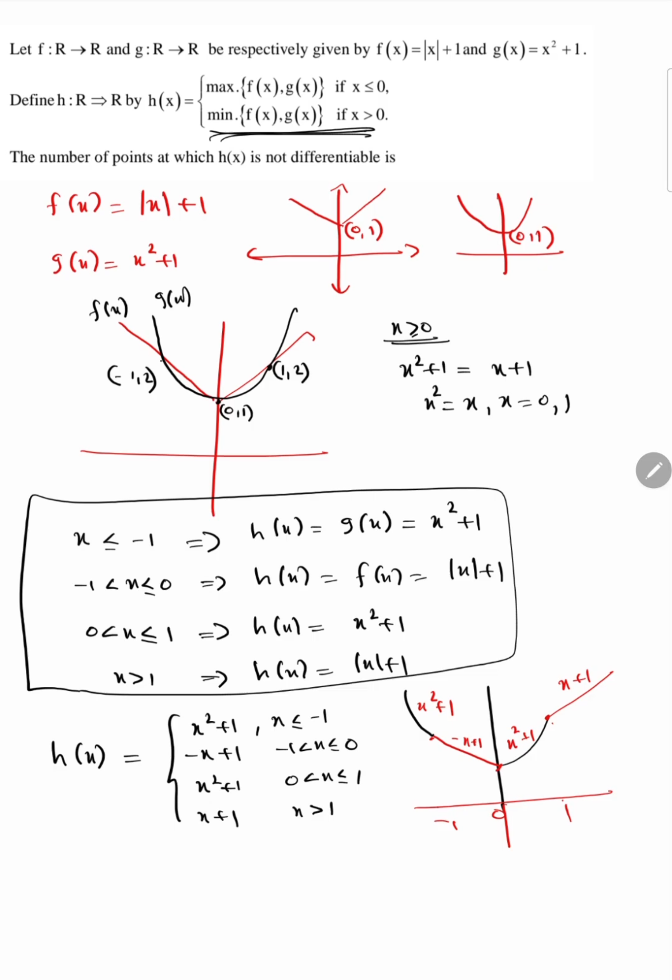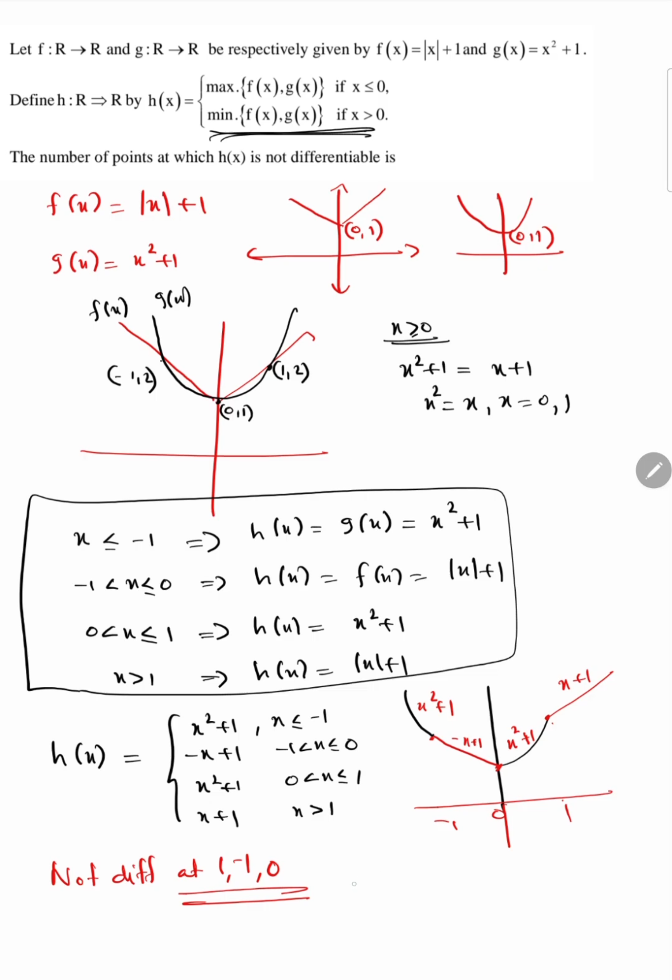Now we need to check whether it is differentiable. It is clear that there is a sharp edge at 1 and a sharp edge at minus 1. So the function will not be differentiable at 1 comma minus 1. Now what about 0? At 0 also it is clear that there is a sharp edge. So the function is not differentiable at these 3 points.